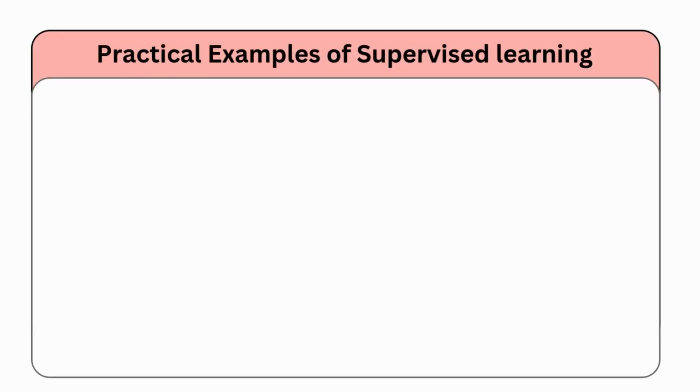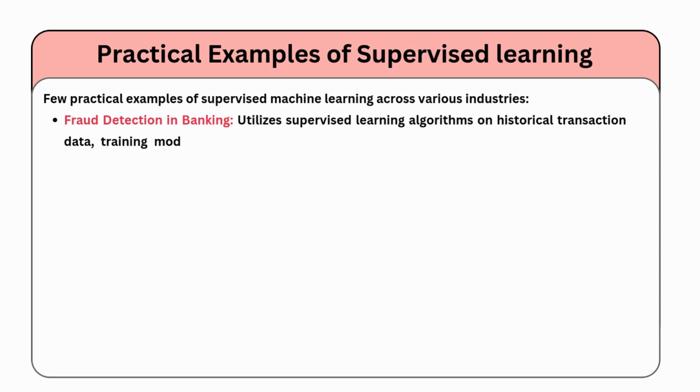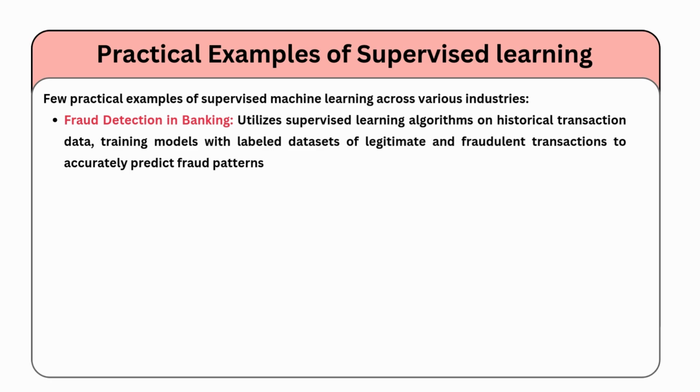Practical examples of supervised learning. A few practical examples of supervised machine learning across various industries are: fraud detection in banking, which utilizes supervised learning algorithms on historical transaction data, training models with labeled datasets of legitimate and fraudulent transactions to accurately predict fraud patterns.